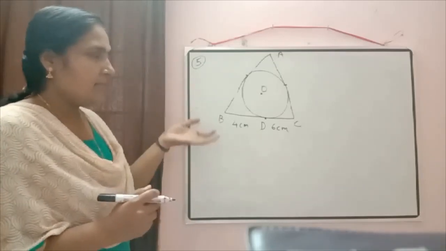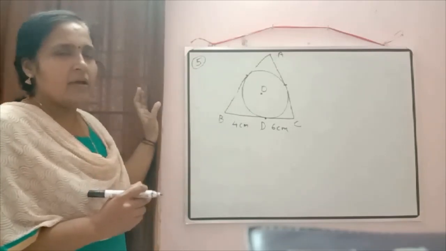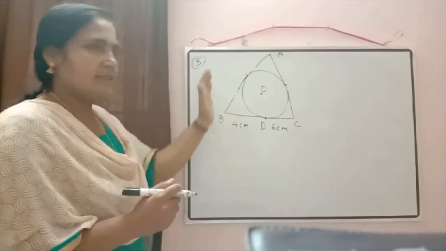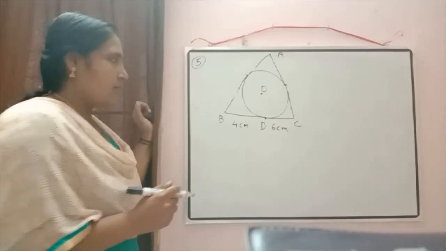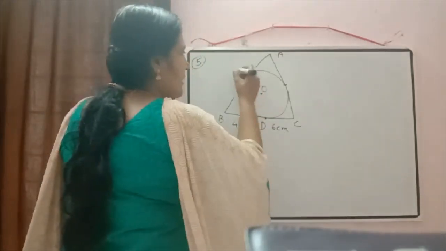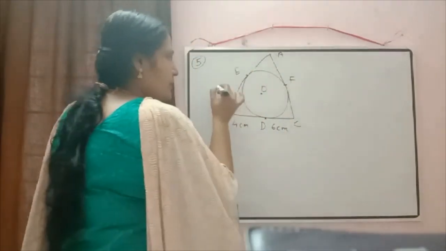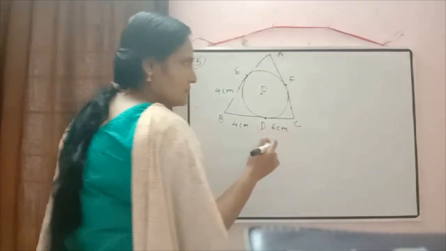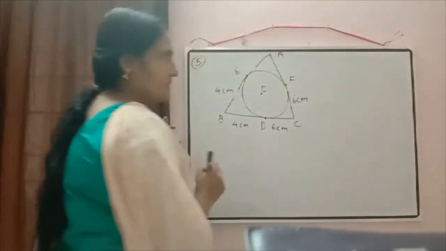Since this question is a lengthy question, some properties which we are writing, we will mention in the diagram itself. What is the property which we are using here? Yes, length of tangents drawn from an external point to a circle are equal. So if BD is equal to 4 centimeter, here we can mark E and F. So BE also will be equal to 4 centimeter. If CD is equal to 6 centimeter, then CF also will be equal to 6 centimeter.